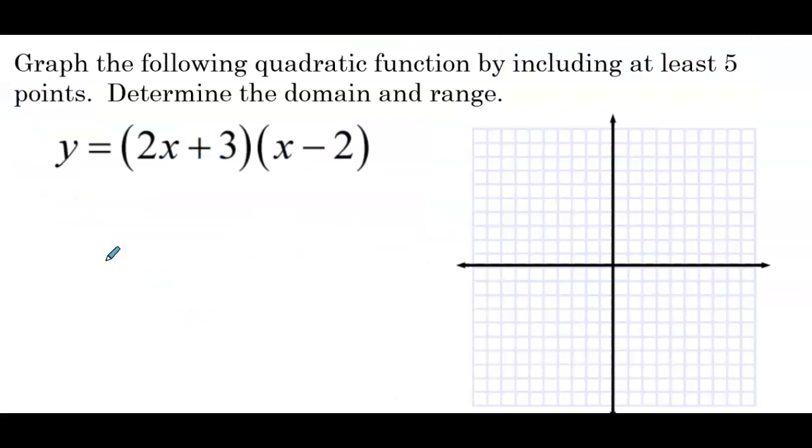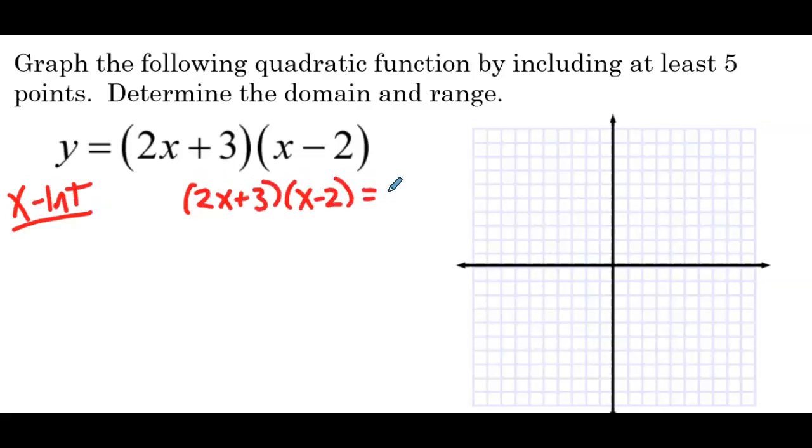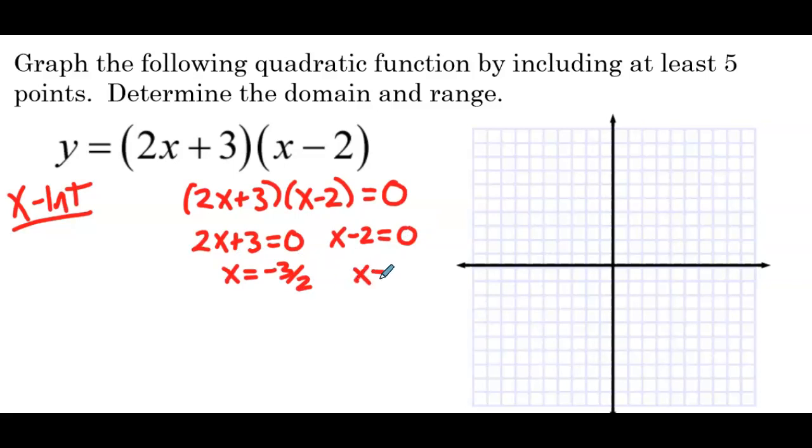Next up, same directions, and our function is y equals 2x plus 3 times x minus 2. Again, we'll start with our x-intercept. So we'll set our factors equal to 0. So we'd either have 2x plus 3 equals 0, or x minus 2 equals 0. So we'd have x equals negative 3 over 2, or x equals 2. So we have negative 3 over 2, 0, or 2, 0.